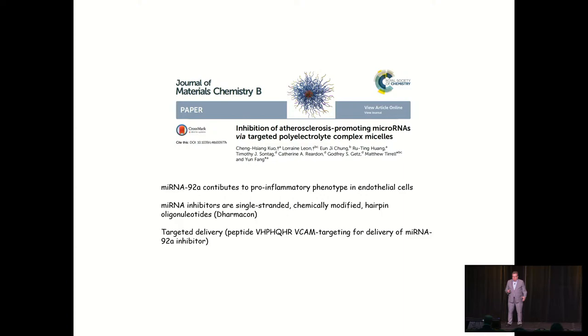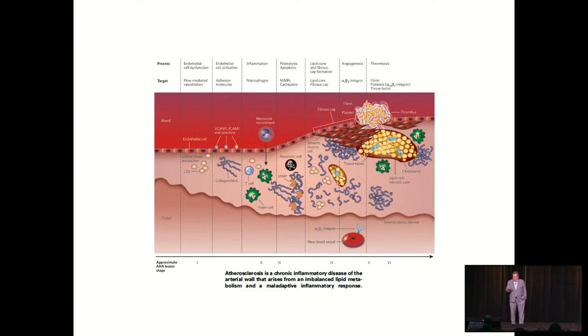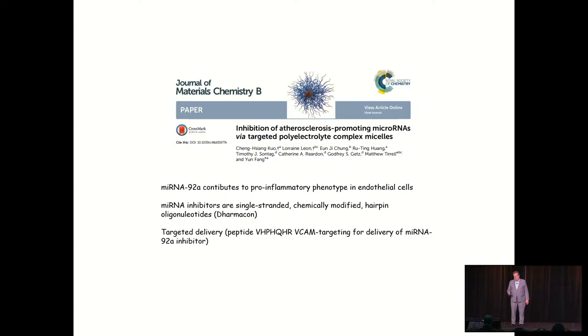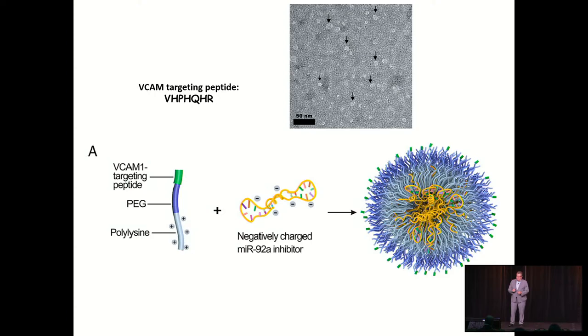And so what we've done is design a delivery vehicle of the sort that I told you about, a PEG polylysine block copolymer that complexes with this known microRNA inhibitor. But in addition, we put on the outside a short VCAM receptor, that is a short peptide that binds to vascular cell adhesion molecule, VCAM, on the left-hand side of this diagram, to carry these micelles with the therapeutic nucleic acid directly to the site of inflammation. So this is the kind of vehicle that we used in the paper that I cited there in cell culture, but I'm now about to show you some experiments in mice.